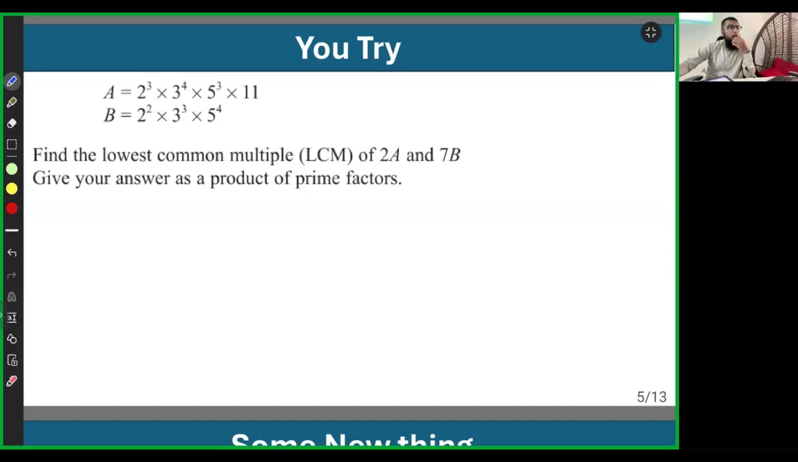Okay, you're having last 10 seconds, everyone. Okay, 3, 2, 1. Thank you. What is the answer? 2 to the power 4, 3 to the power 4, 5 to the power 4, 11 and 7.